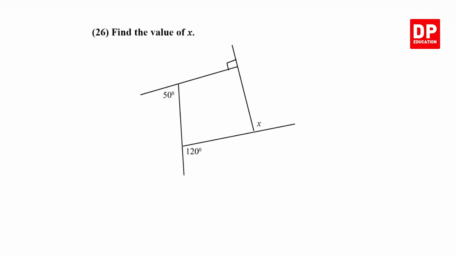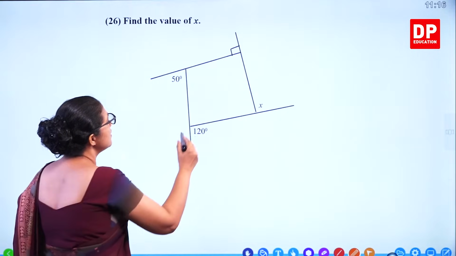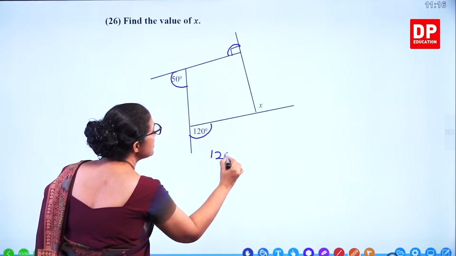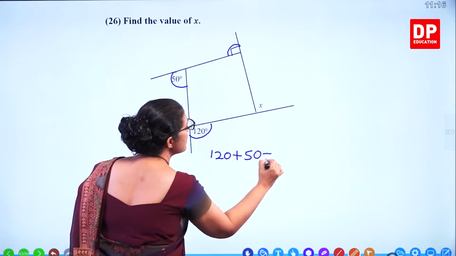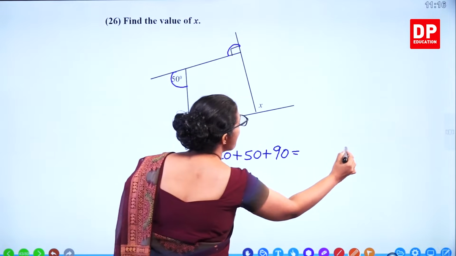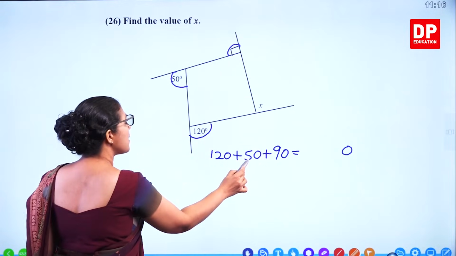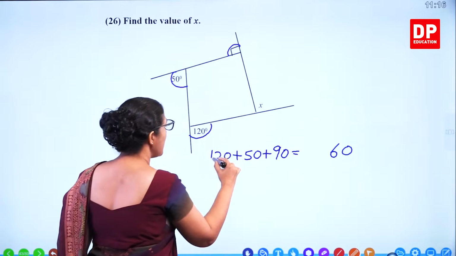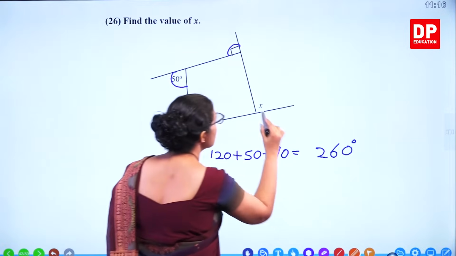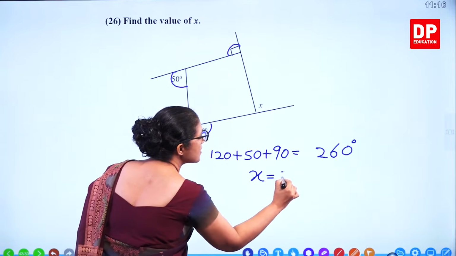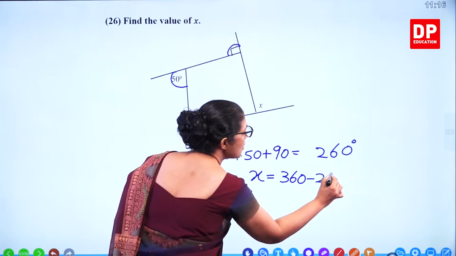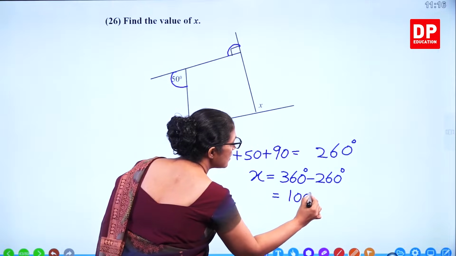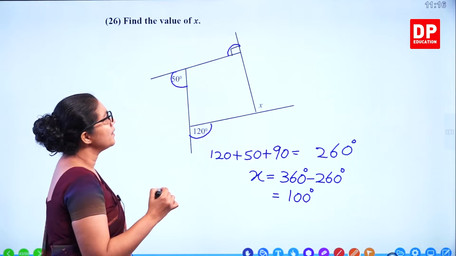Find the value of x here. This is a quadrilateral, so these are the exterior angles. 120 plus 50 plus 90. So what's the answer? 260 degrees. So what's x? x is 360 minus 260. So you get 100 degrees as the x value.